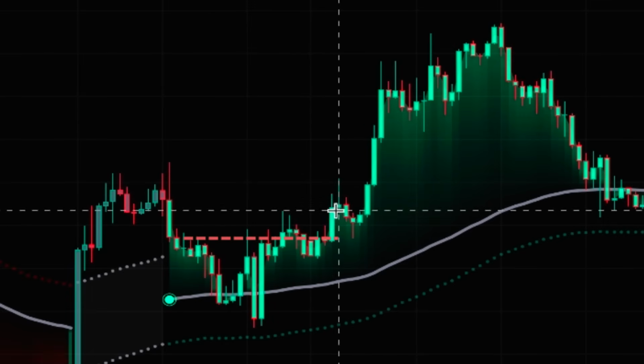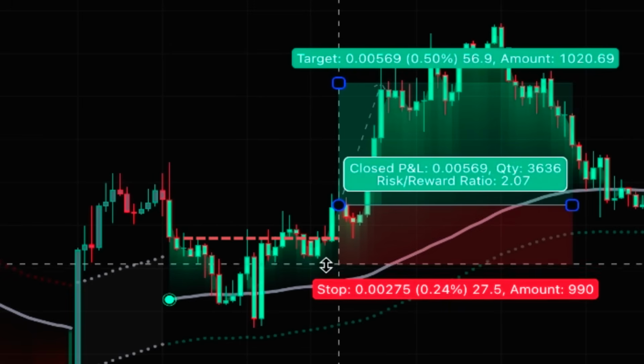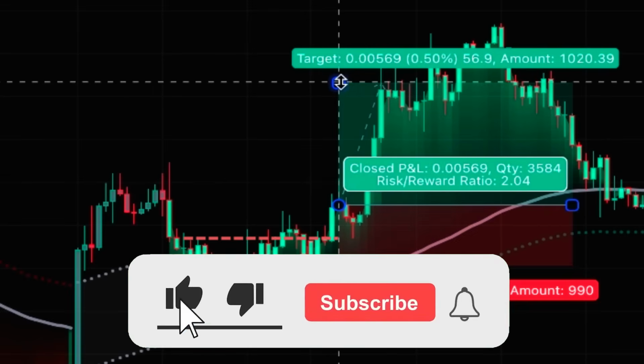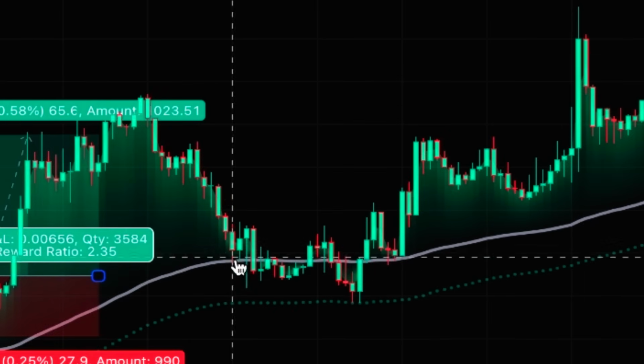So in practice, we could enter a long position at this point when this new candle was opened. The stop loss for this trade is placed below the previous swing low and the profit target at a risk to reward ratio of 2. After this trade, you can see that again the price pulled back to the gray line.